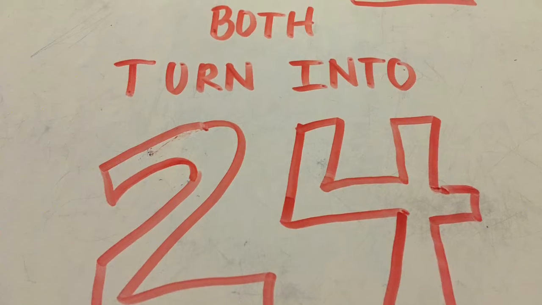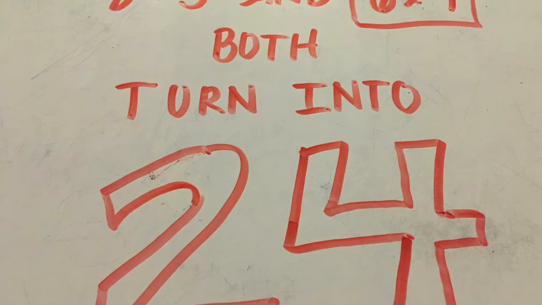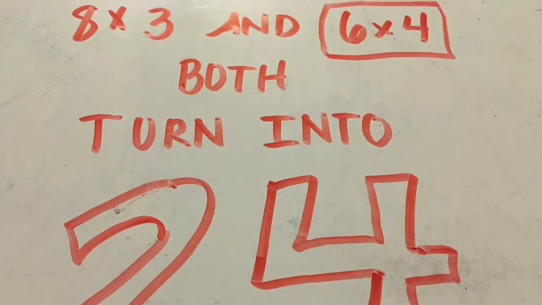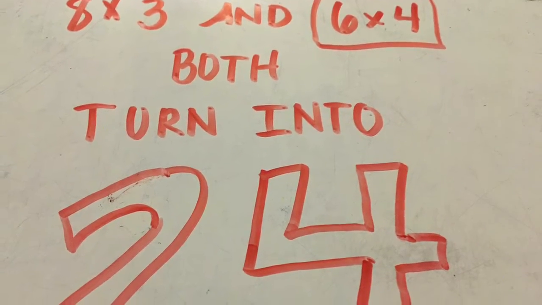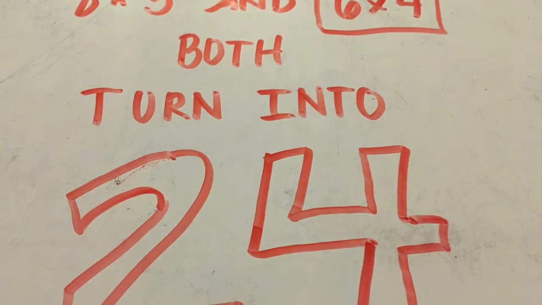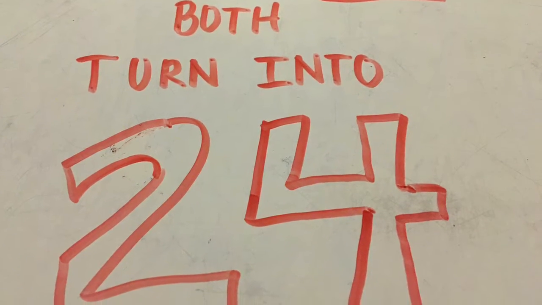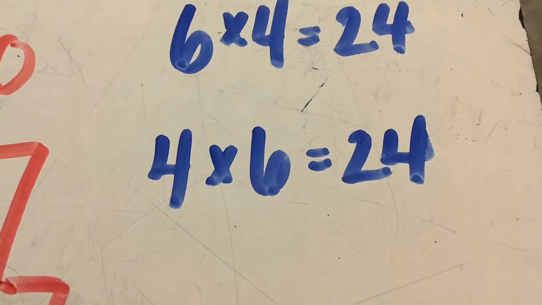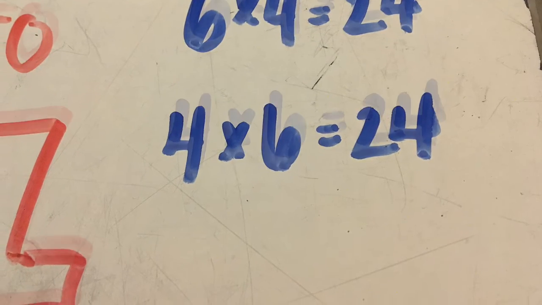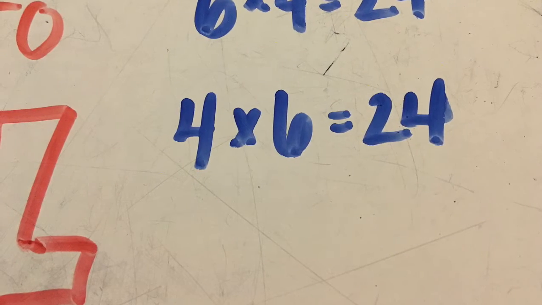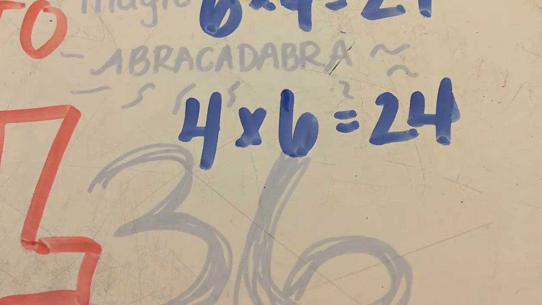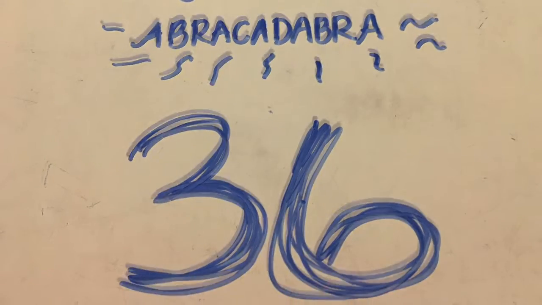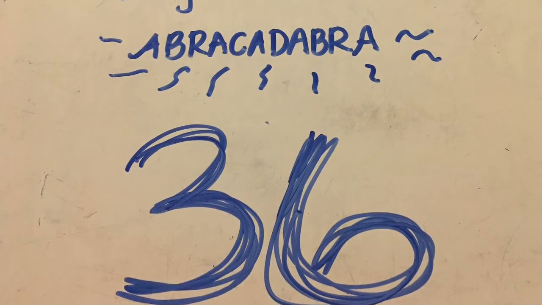Look at some rhymes. We know that 8 times 3 and 6 times 4 both turn into 24. And 6 times 4 is 24, and 4 times 6 is 24. You flip-flop those numbers, and your product remains the same. Again, my favorite rhyme is 6 times 6 magic tricks. Abracadabra 36.